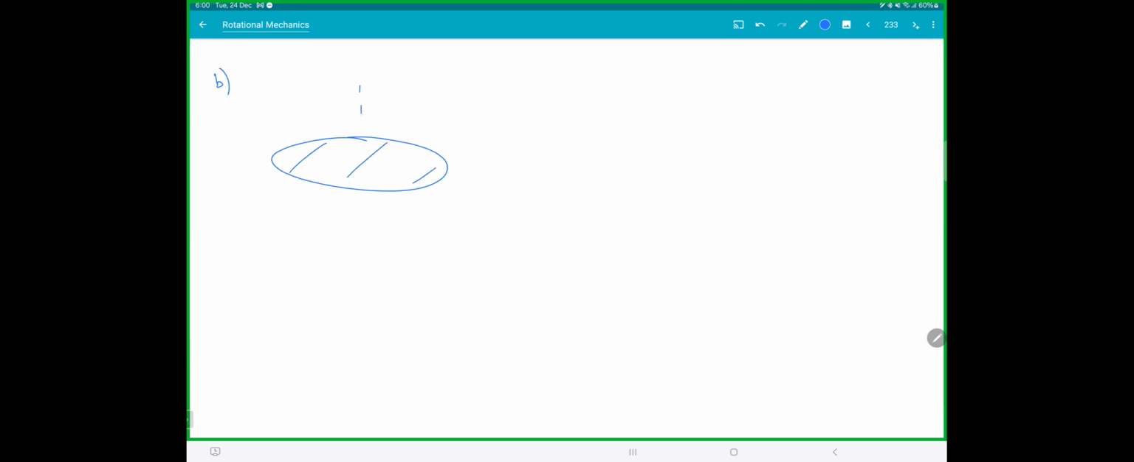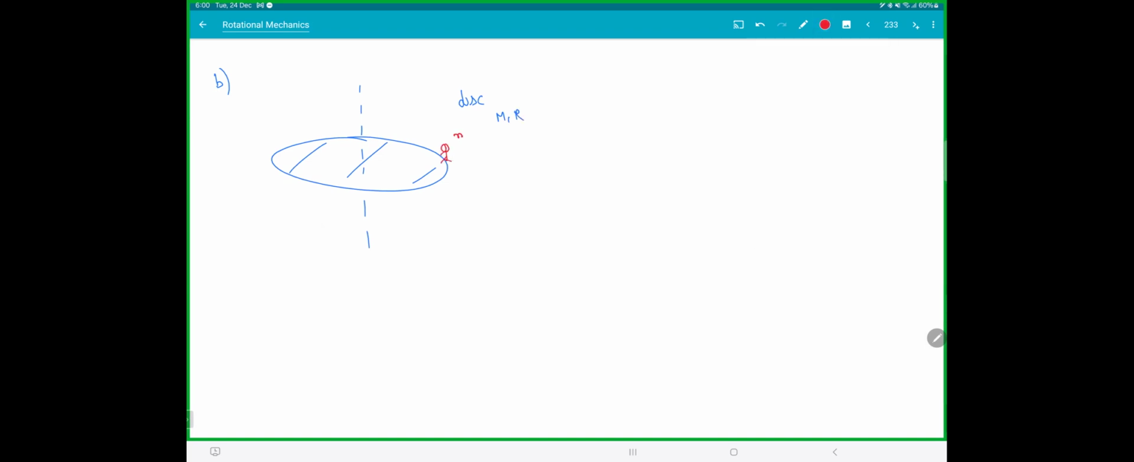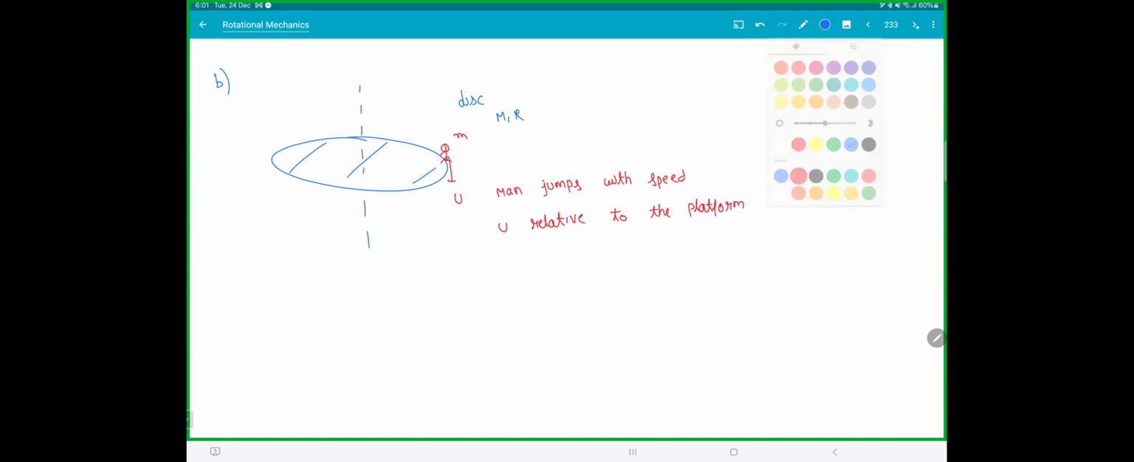We have the disk, mass m, radius r. Now we have a person here, mass m. He jumps with his speed u. We did this in momentum. Man jumps with speed u relative to the platform. I hope you remember that word. It means he's not actually jumping with u. With respect to the platform he's jumping with u, but the platform is already moving with a certain speed by the time he jumps. Find omega of the platform after he jumps.